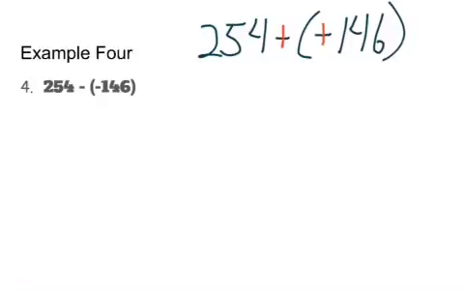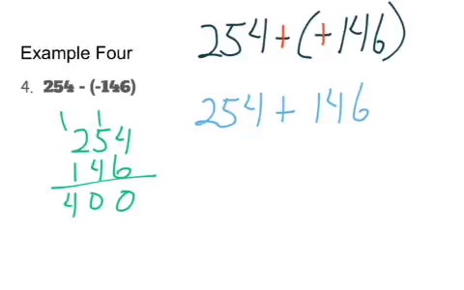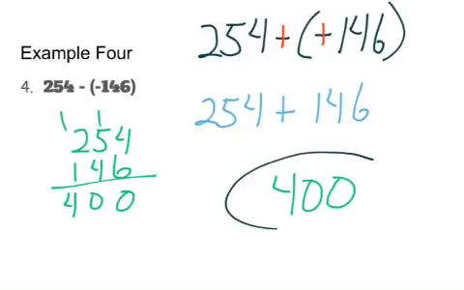So now this simply becomes 254 plus 146. So the signs are the same. You're simply adding the values together, 254 plus 146. And when you do that, you're going to get 400. And again, this is a positive 400. Okay, that's a look at solving subtraction of integer problems by adding the opposite.